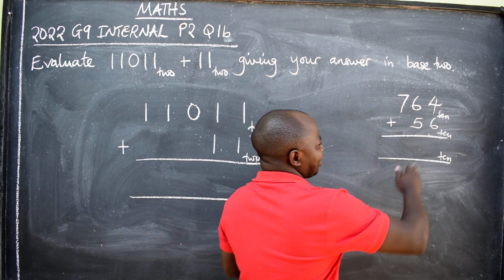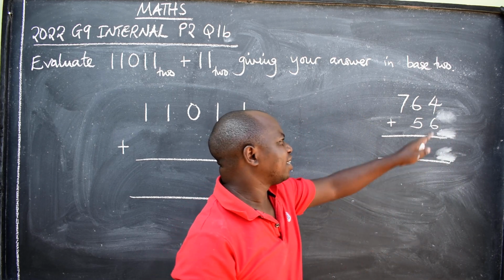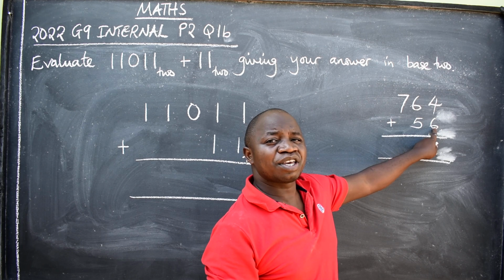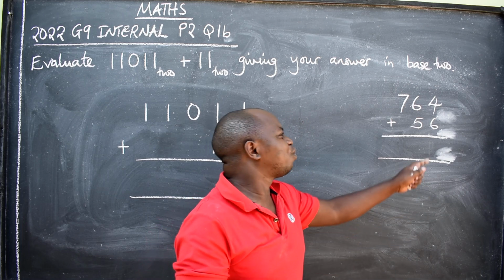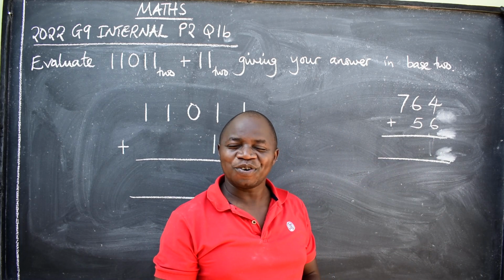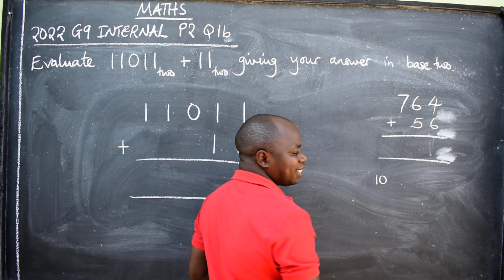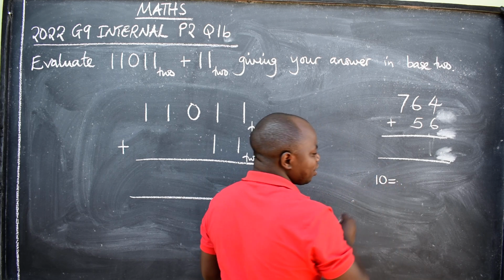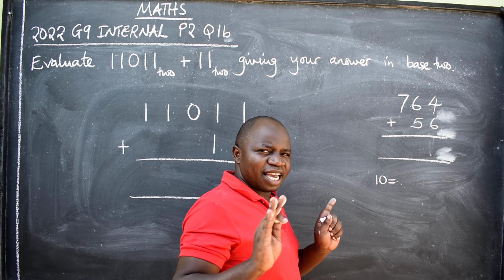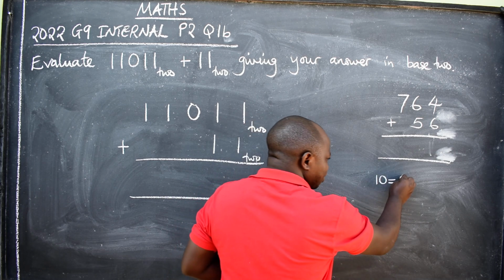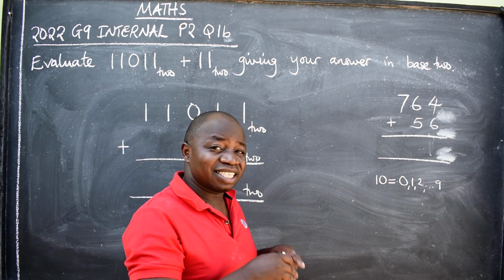Now, I want you to understand this. When you were adding this, you were saying 4 plus 6 to give you what? 10. Were you writing 10 here? Or do we write 10 here? No. Why? This is what you need to know. When you are dealing with base 10, we only consider digits from 0 to 9, not 10. 0, 1, 2, up to what? Up to 9. That is base 10.